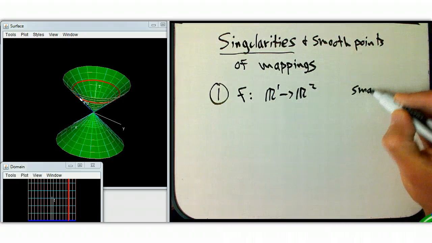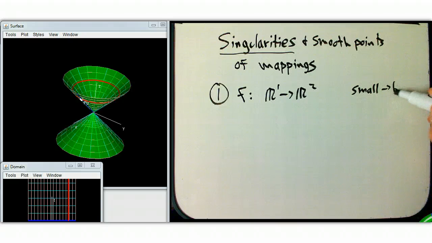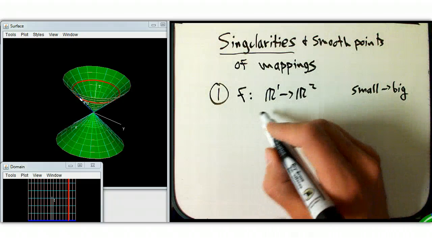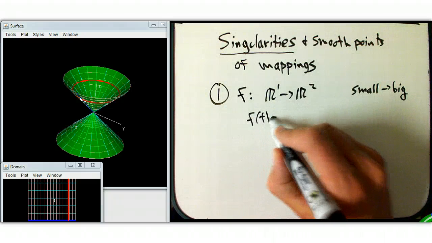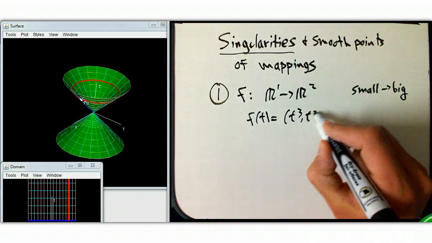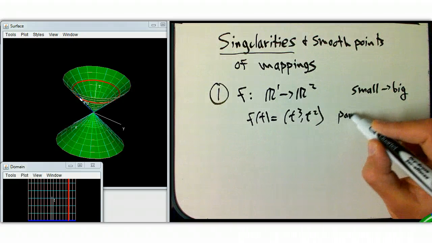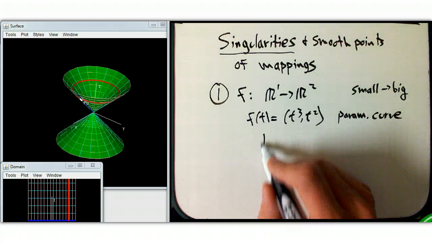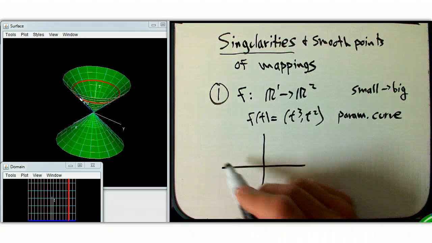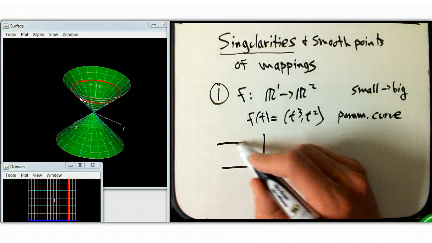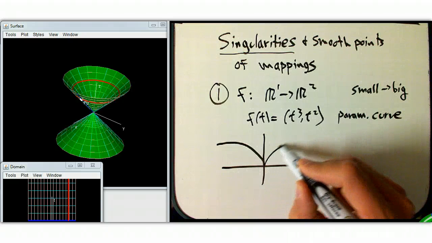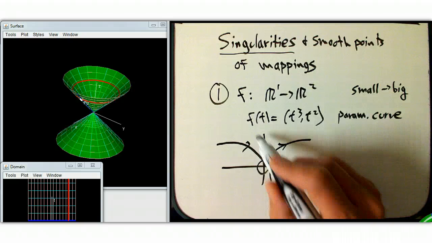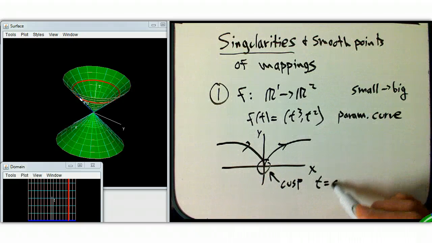So we're going to classify these examples as either small to big, big to small, or equal. Let's go from a smaller space to a bigger space. And it's going to be f of t equals t cubed, t squared. And so that's a parametrized curve. And we've seen it before, and you can plot it yourself. It has a cusp right here, if that's x and y. And that's where t equals 0.